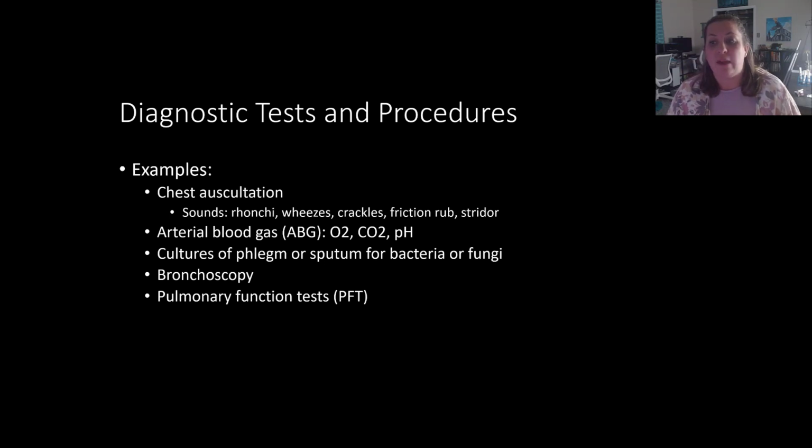We see that we can have friction rub, a dry, grating sound that can occur in the pleural area. This could indicate things like lung disease. So these are just some of the examples of what we would end up hearing.